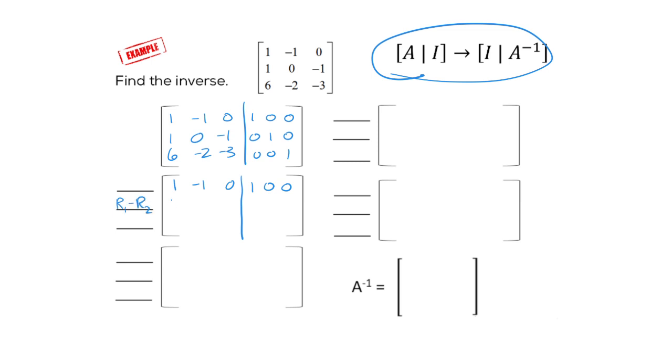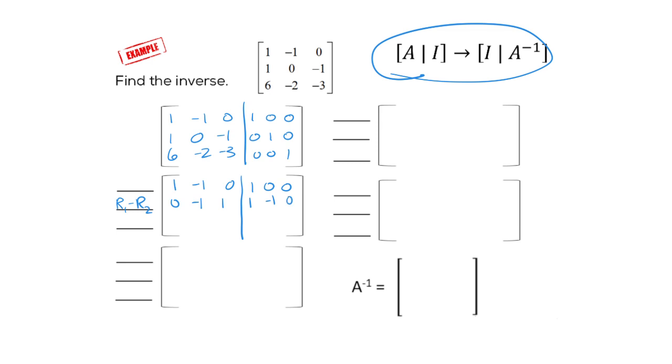So then I get 1 minus 1 is 0. Negative 1 minus 0. 0 minus negative 1. And then I keep on going. I just keep on going with the same thing. Row 1 minus row 2. So 1 minus 0, 0 minus 1, and 0 minus 0.